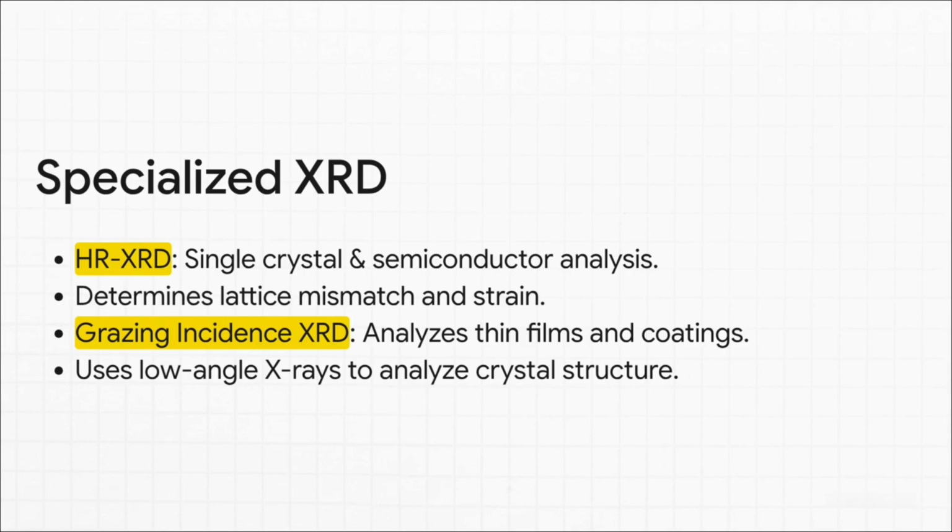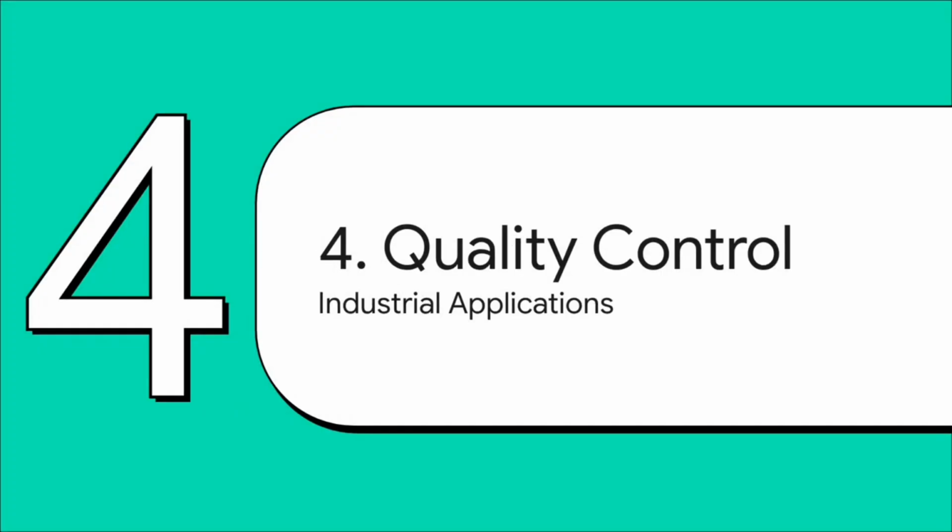By grazing the sample with really low-angle X-rays, it analyzes the crystal structure, the phase composition, and the exact thickness of ultra-thin films and specialized coatings. All right, let's zoom back out to the macro world with Section 4, Industrial Quality Control.